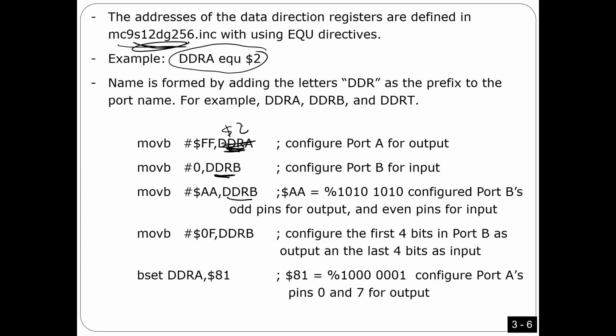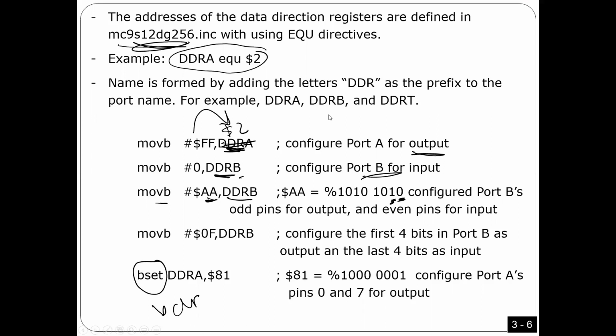For example, in this instruction, I'm going to copy FF to this byte or register. That means I'm configuring everything as output because all of them are ones. Here, I'm configuring all the pins as input for direction register B, and so on. Here I put some ones and zeros, so the pins corresponding to zeros become input, and the pins corresponding to ones become output. You can also use bit set or bit clear if you want. Any instruction I taught before for memory locations, you can use now.